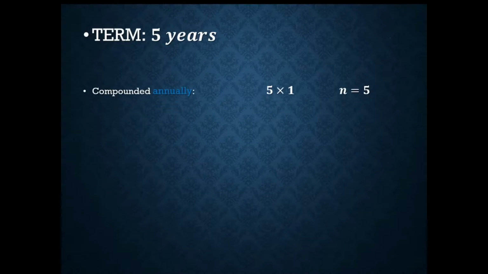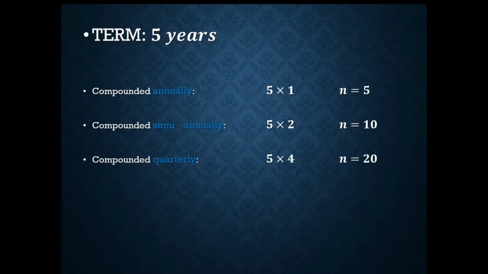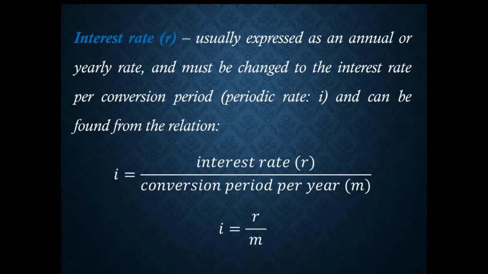So depending upon the conversion period, if it's compounded annually, that would be a product of 5 and 1. If it's semi-annually, that's 5 times 2, so your n would now be equal to 10. If it's quarterly, that's 5 times 4, so n would be equal to 20. And if it's monthly, that's 5 times 12, and that would be equal to 60.